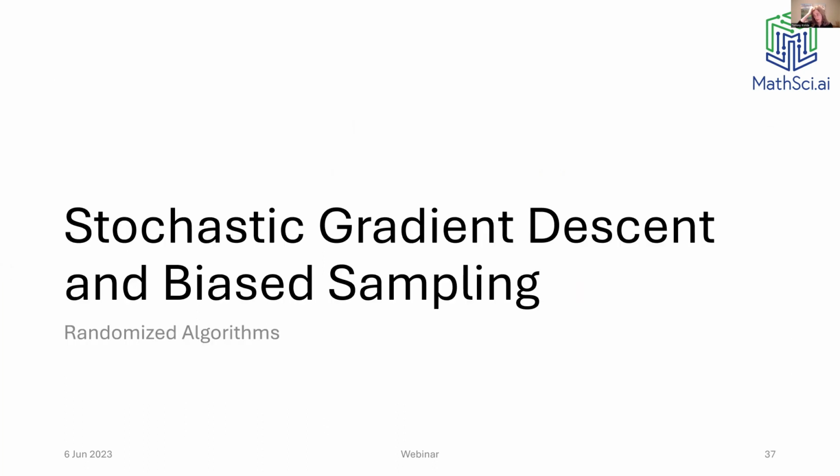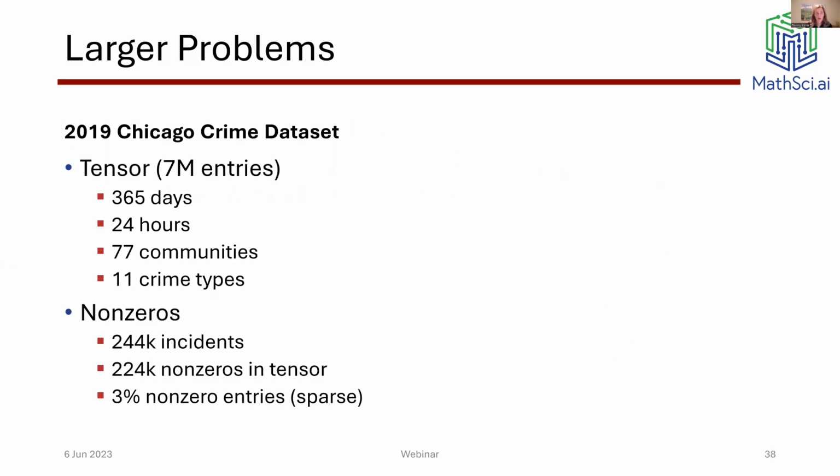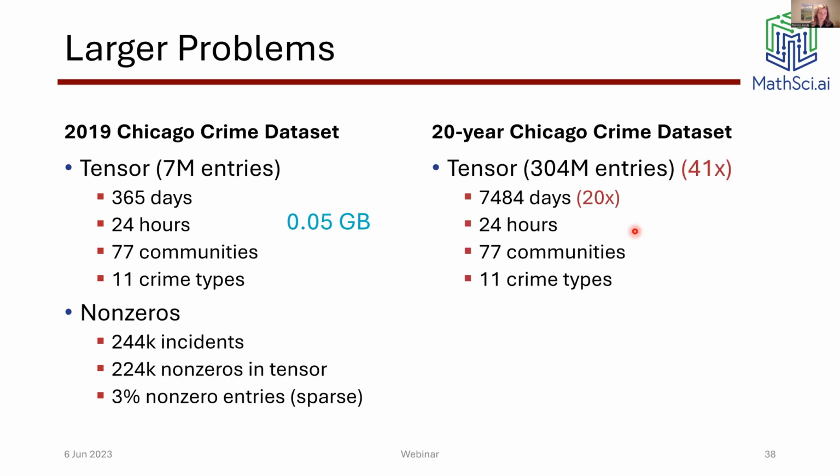All right, so then I'll spend the last few minutes talking a little bit about stochastic gradient descent and bias sampling. The data I showed you was from the 2019 Chicago crime data set. If we store that, it's only a tiny fraction of a gigabyte, so I could do it on my iPhone. If I look at this 20-year data set, now we have 20 times more days, and then we get 41 times more entries into our data set.